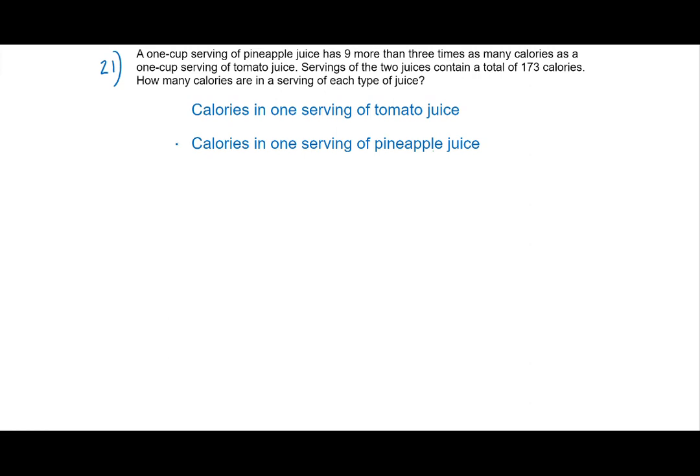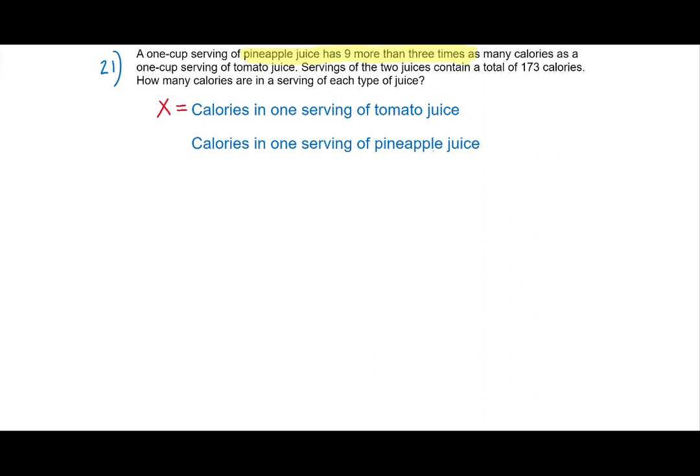So it seems like if we figure out the tomato juice first, then we know pineapple juice has more than 3 times as many calories as the tomato juice. So if we take the calories in the tomato juice, we times it by 3, and then we add 9 more onto that, we'll get the pineapple juice. So if we get tomato first, we'll be able to figure out pineapple. So I'm going to say let x equal the number of calories in one serving of tomato juice.